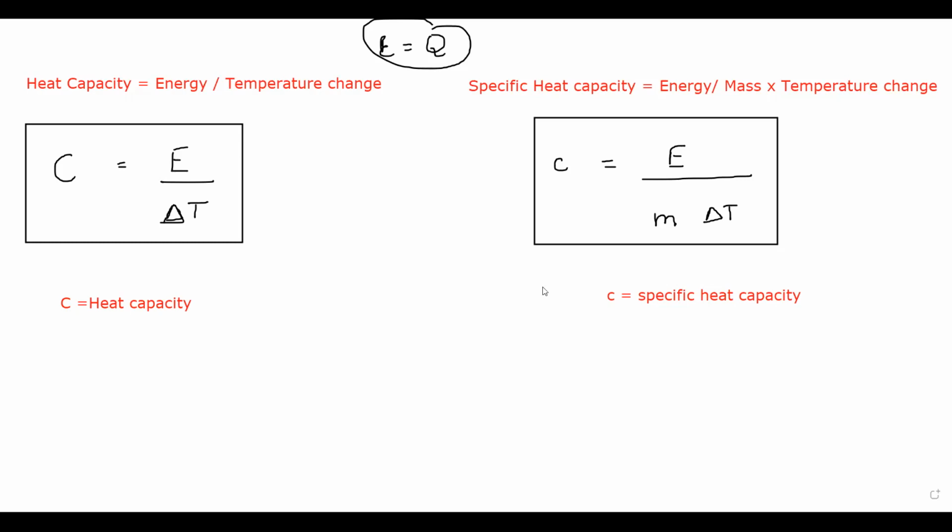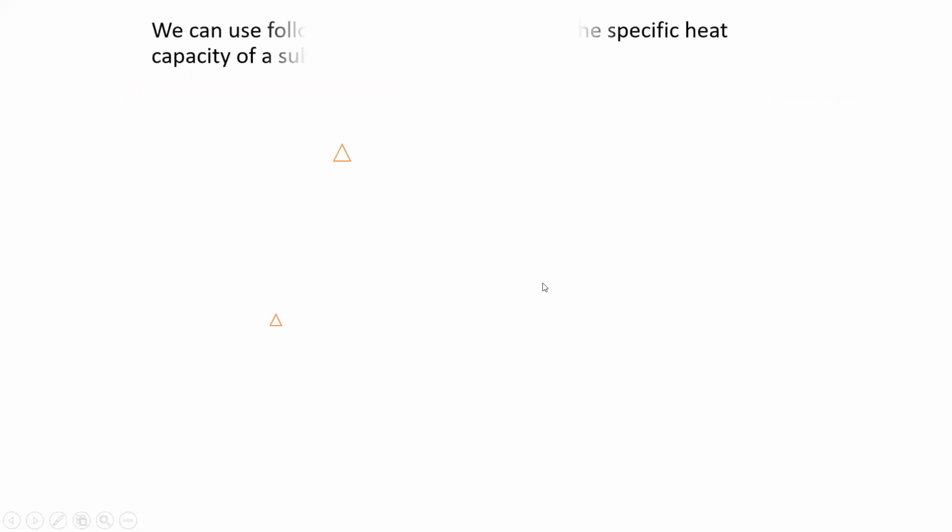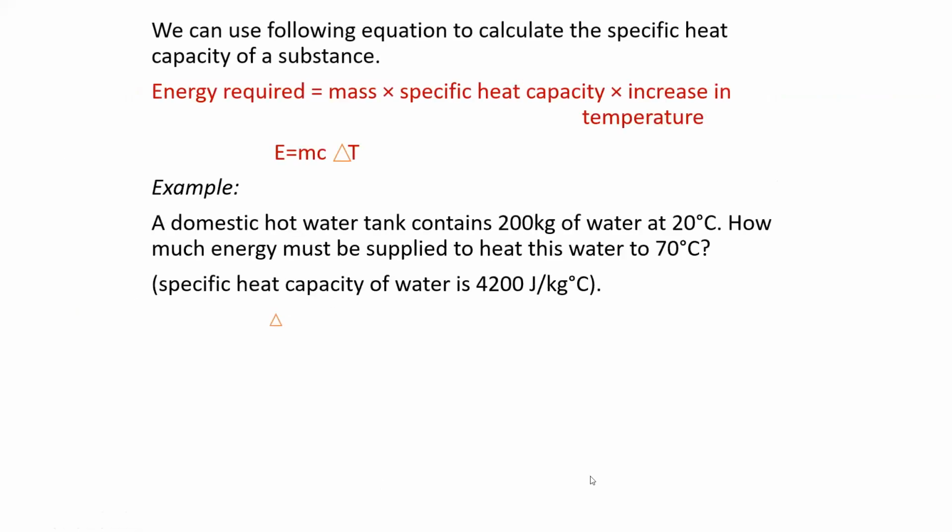Now some examples related to this. In this question, a domestic hot water tank contained 200 kilogram. So always try to sort out the values which are given to you. So 200 kilogram is the mass at 20, that's the starting temperature, T1. How much energy must be supplied to heat this water to 70? So the final temperature is 70. The specific heat capacity of water is given, so it means small c is given.